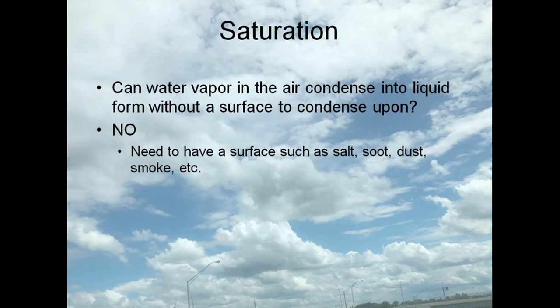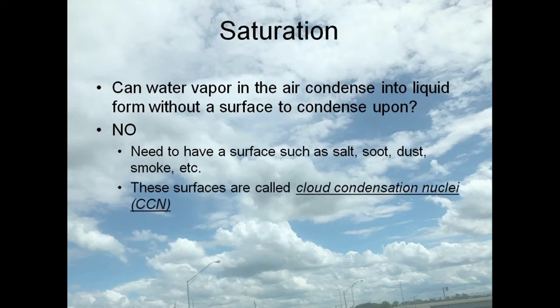If you get into dirty air, dirty water, dirty air, then you're looking at more cloud cover. If the air was actually perfectly clean, we wouldn't have any clouds. If you filtered out the air completely, we wouldn't have any clouds, wouldn't have any precipitation, no rain, and it would actually be a pretty dangerous situation. The surfaces are called cloud condensation nuclei, or CCN.